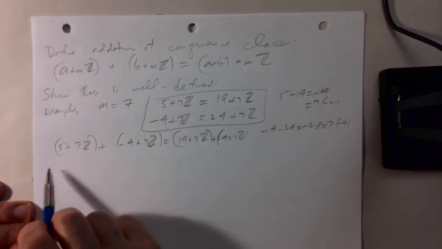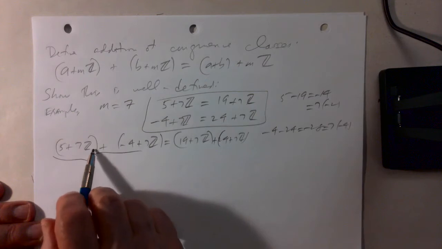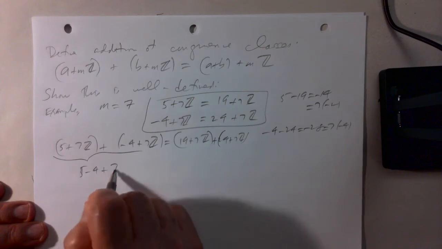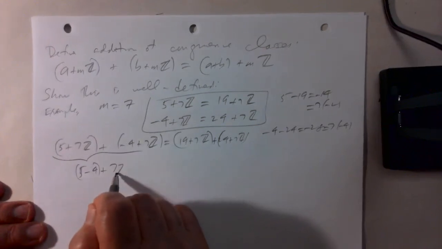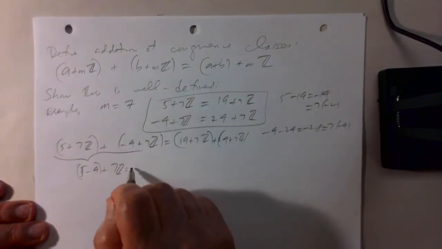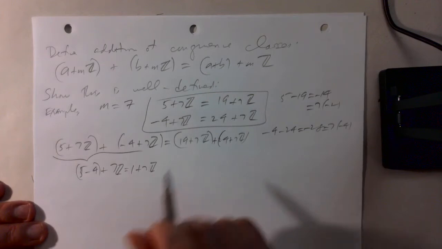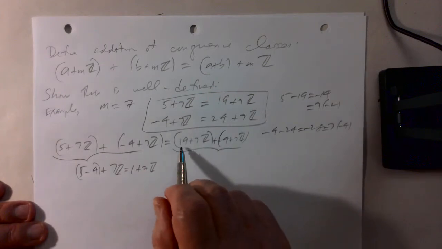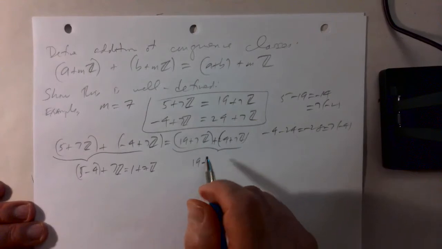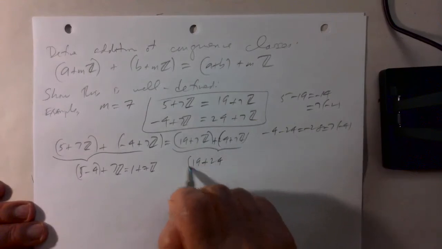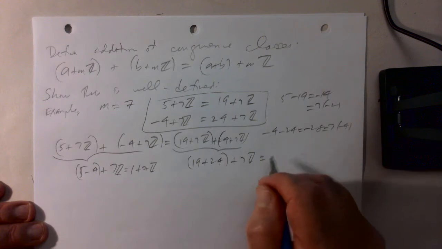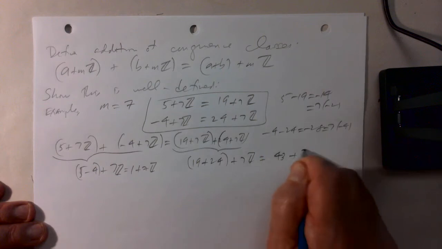Well, the way we define congruence, this is 1. Let me just write it. This is 5 minus 4 plus 7z. 5 minus 4 is 1 plus 7z. And the way we define congruence classes, this is 19 plus 24 plus 7z. 19 plus 24 is 43 plus 7z.